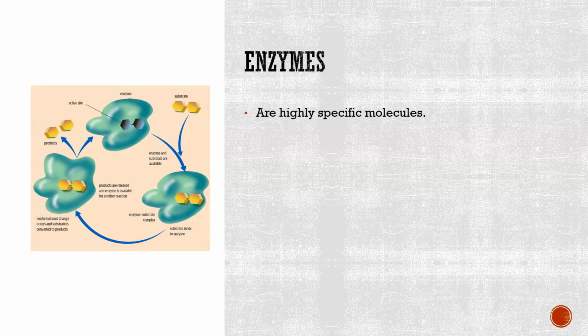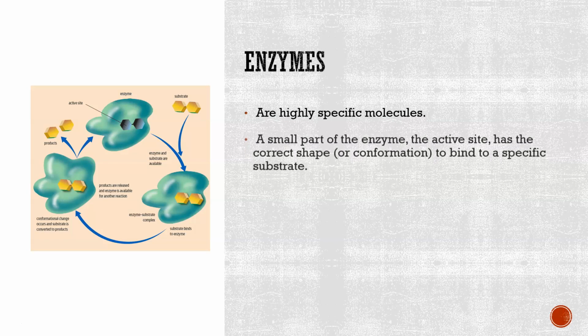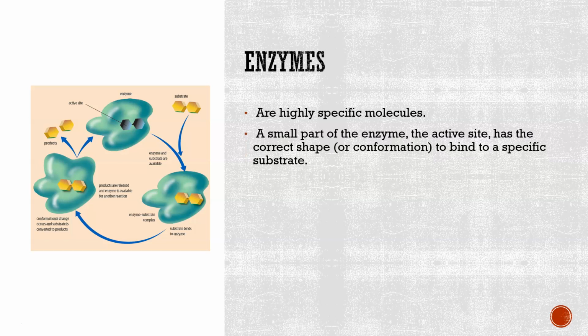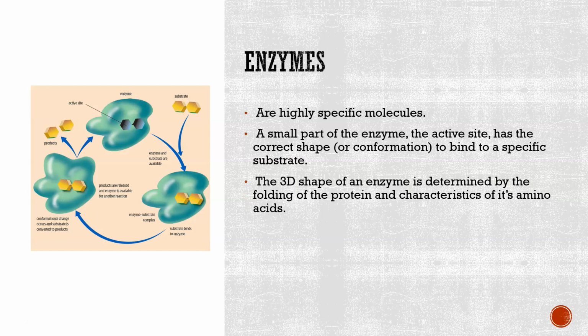So as we've said, they're highly specific molecules. They have that highly specific shape. That active site will only fit specific substrates. Now, a small part of the enzyme, the active site, has the correct shape or conformation to bind with a specific substrate. So that's what we've just said.